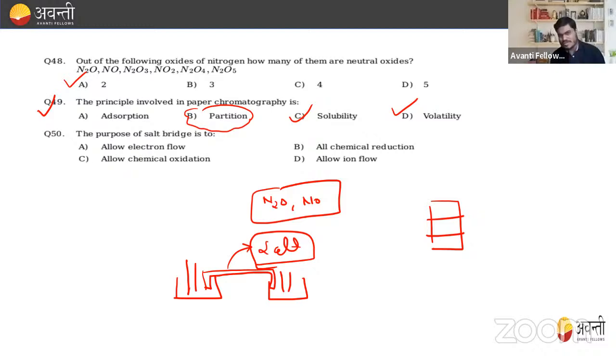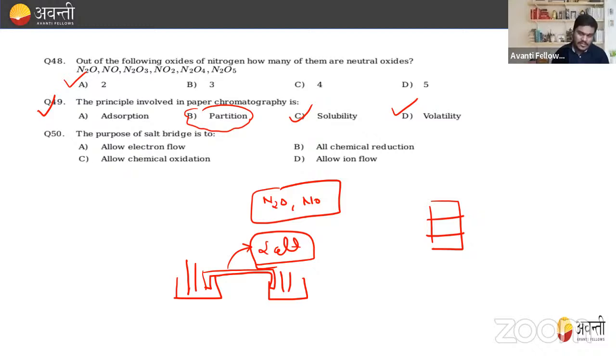Out of these 2 options, some students may get confused: whether it allows ion flow only, or electron flow as well. Please let me know what the correct answer is, or what you chose in today's exam: option A or option D? Most of the students went with option D. Why? Because the first function of a salt bridge is to maintain electrical neutrality, and the second, one of the most important functions, is that it allows ion flow.